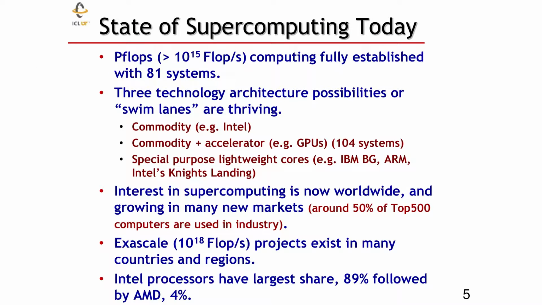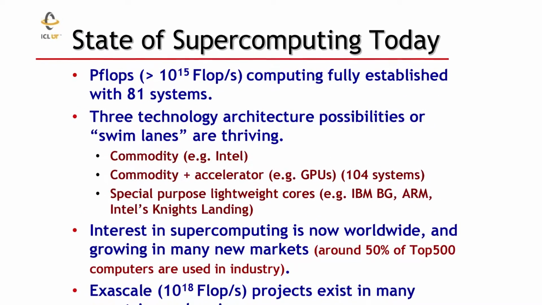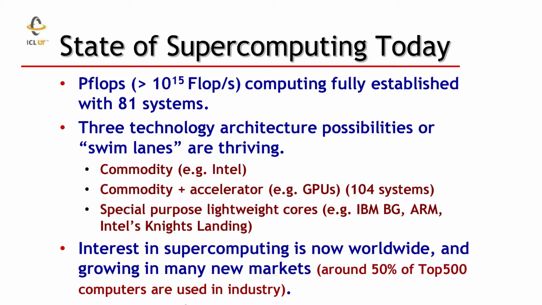Let's take a look at high-performance computing, let's say now, today. Petaflops. So there are 81 systems. So we have this list of the 500 fastest computers. 81 of them have petaflop or better performance, so 81 systems. That's a pretty impressive number.